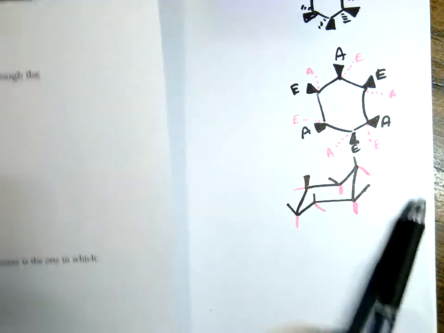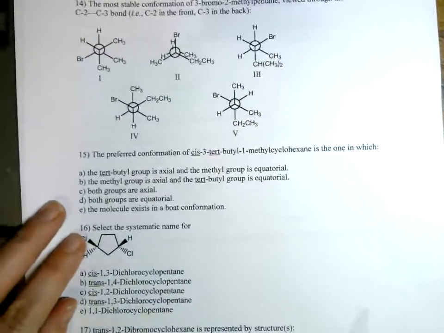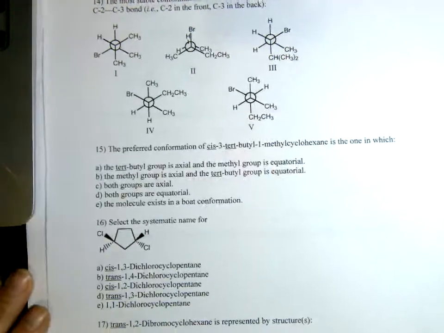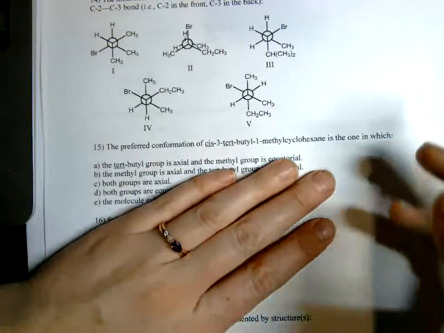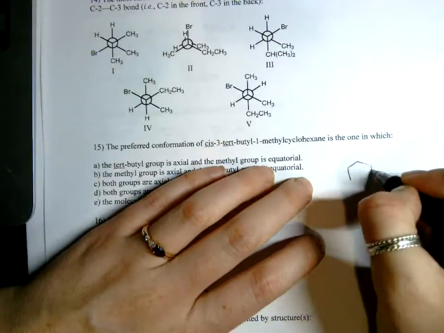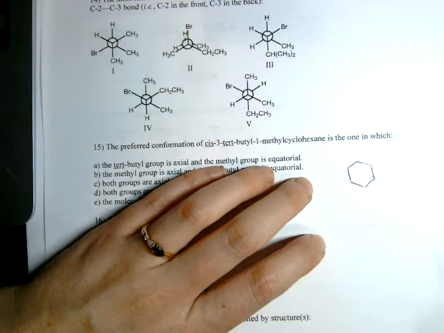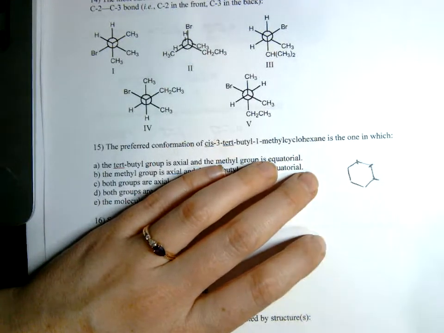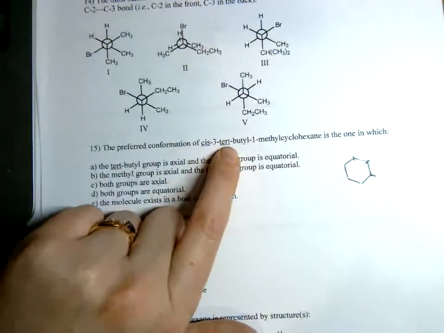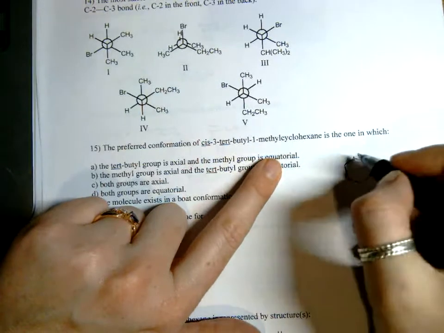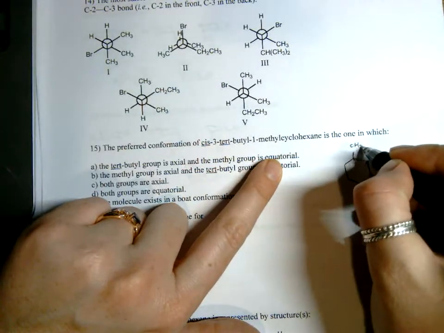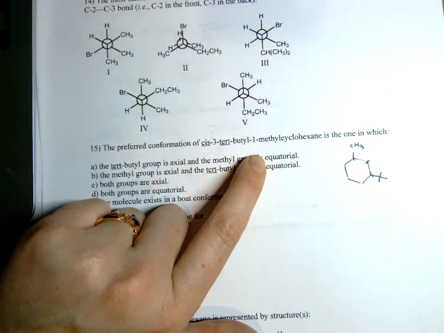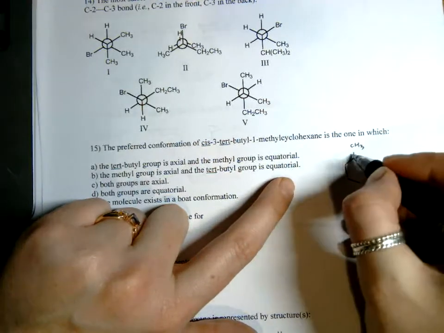Okay. Now that we've talked about that, we can do our practice problems. So number 15 says, the preferred conformation of cis-3-tert-butyl-1-methylcyclohexane is the one in which what? So the way I always start these problems is literally by drawing out the flat cyclohexane, even though it's not proper, and then I mark the 1, 2, and 3, cis-3-tert-butyl 1-methyl. So 1 has a methyl group, 3 has a tert-butyl group. Okay?